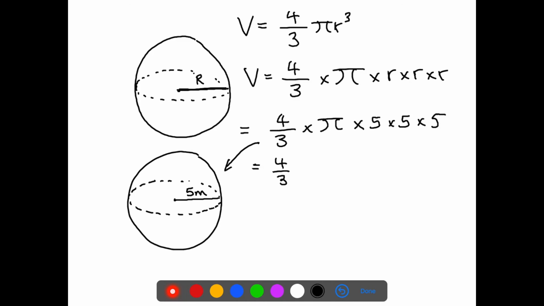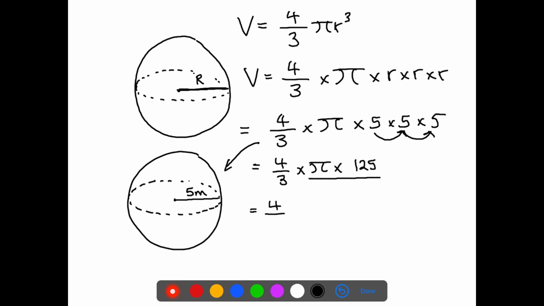Okay, so 5 goes in there. So that actually equals 4/3 times pi times 5 times 5 is 25. 25 times 5 is 125. Okay, so now what we need to do is just put that all on our calculator.